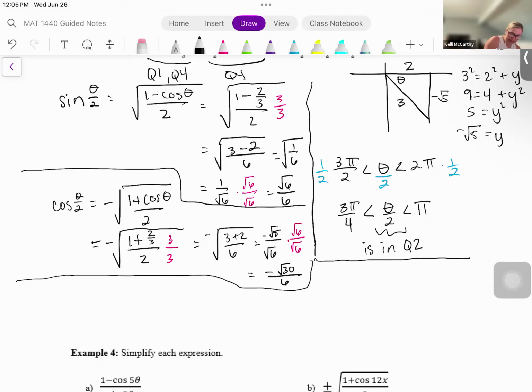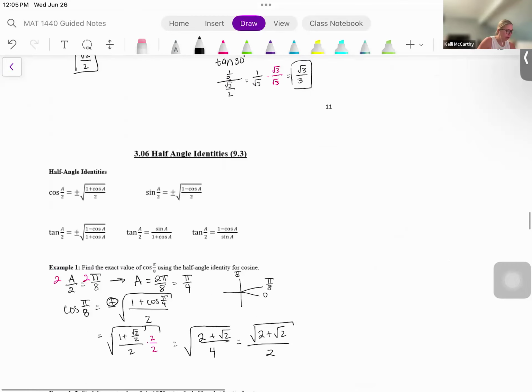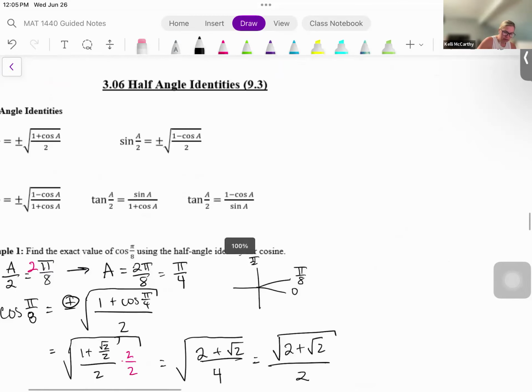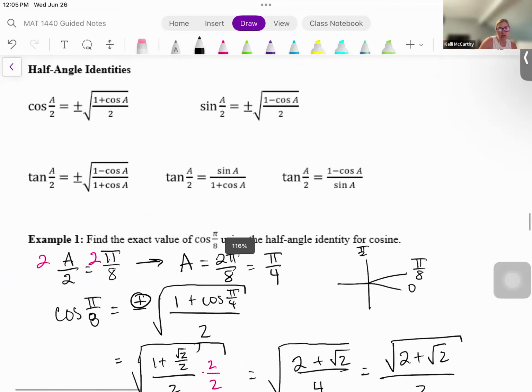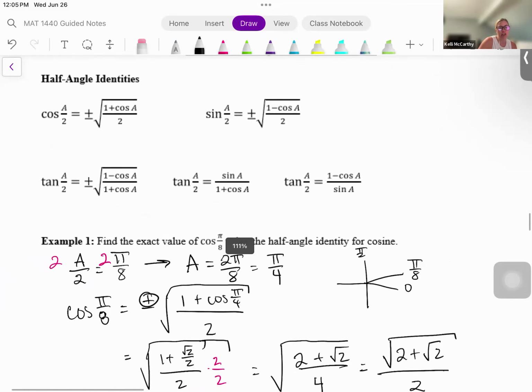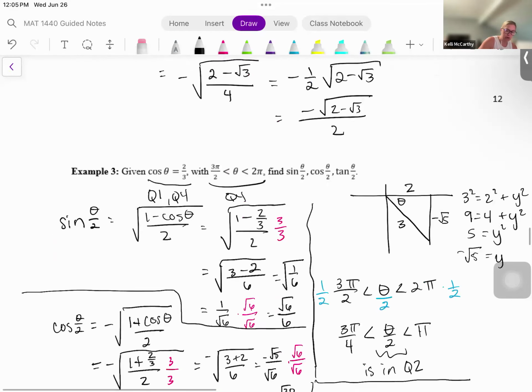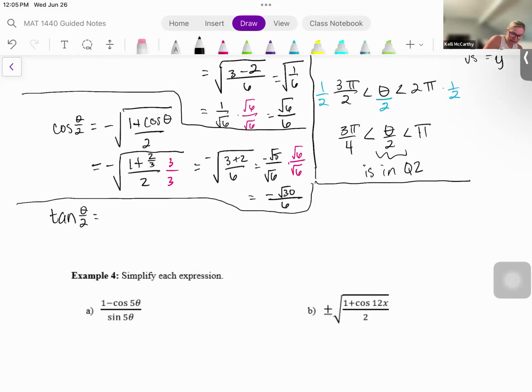And then last, we'll find tangent of theta over 2. We saw this in a previous video. I can use my half angle formula for tangent. There's 3 options here. Or I can use what I know from sine of theta over 2 and cosine of theta over 2 and use that quotient identity. So tangent of theta over 2 is sine of theta over 2 divided by cosine of theta over 2. And we have those two values.